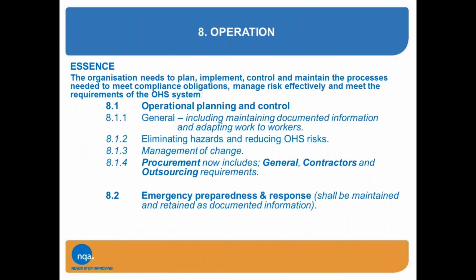So all the previous sections were looking at the management system and the various things that are needed, and section 8 looks at the operational control. This is, in essence, the doing. And the organisation needs to plan, implement, control and maintain processes needed to meet compliance obligations and manage risks effectively, both for its interested parties and to deliver the benefit of the management system.